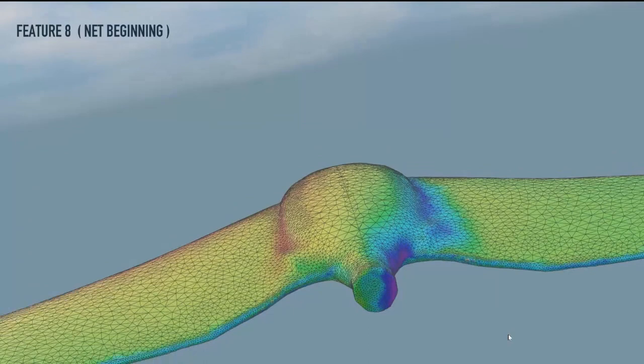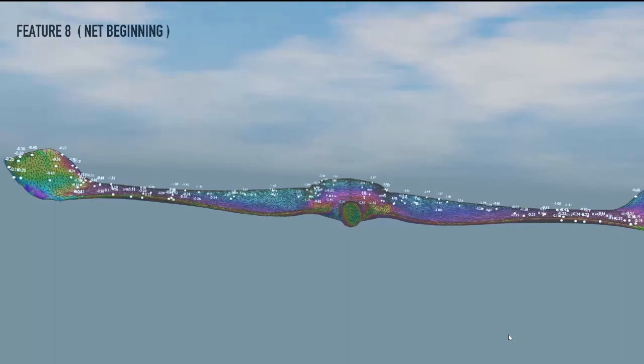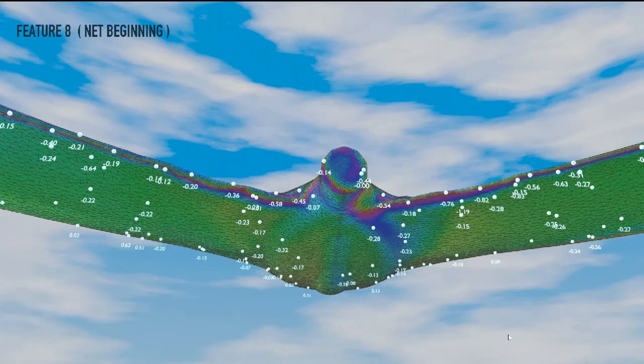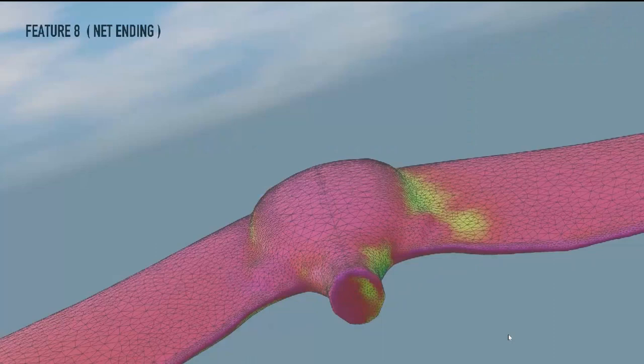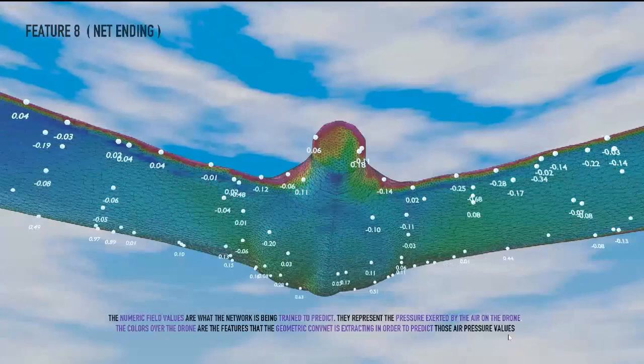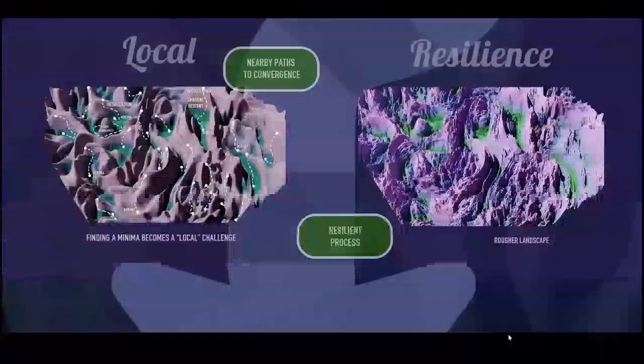And the colors are the features that are being learned by the filters of the geometric convolutional network. So in the same way that with traditional convolutional networks, we can see the features being learned by the filters in 2D planes, here we are seeing them mapped onto a 3D surface because these are geometrical convolutional networks. Really, really interesting and really, really fascinating.